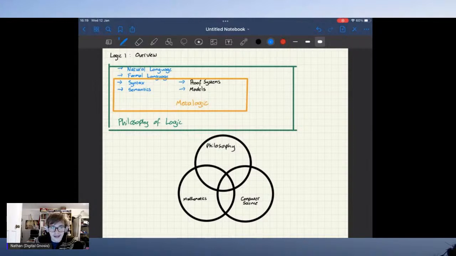So logic is looking at inference basically. So how do we make inferences? And when we infer from one thing, which would be our premises, to some other thing, which would be some conclusion that we want to establish. The study of logic is the study of valid inference. That's what it is in its most general form.